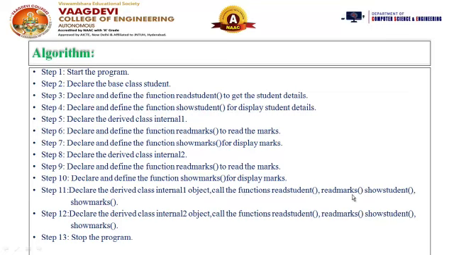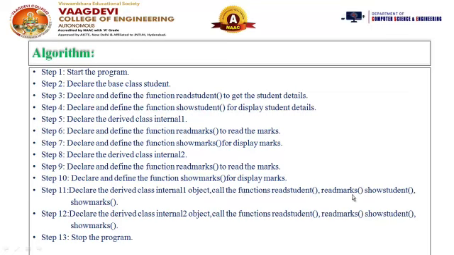Now let's see a program to demonstrate hierarchical inheritance. The first statement is hash include iostream.h. The C++ program begins with hash include iostream.h. This directive causes the preprocessor to add the contents of the iostream file to the program.